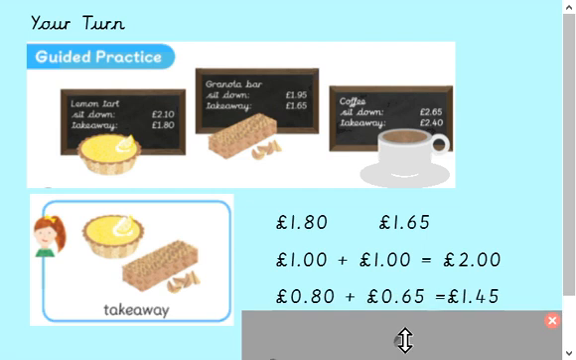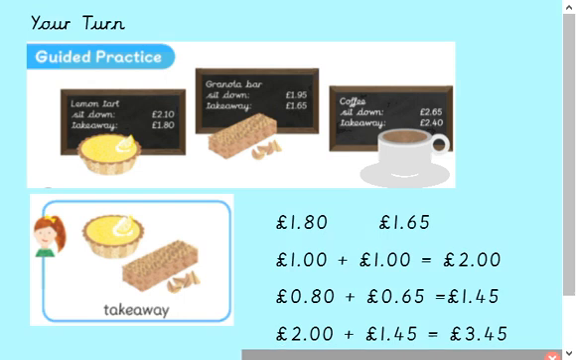And then we've got the pence. So we've got 80 pence and 65. Well, if we add 80 and 65 together, we get £1.45. And then finally, we recombine. So we have £2 plus £1.45 will mean that she has spent a total of £3.45.